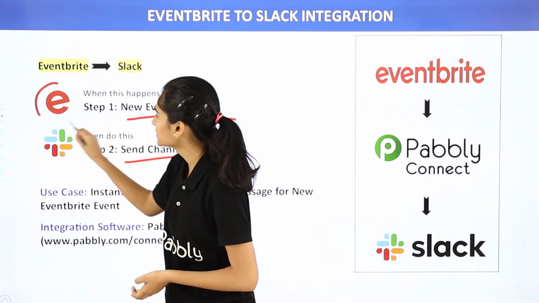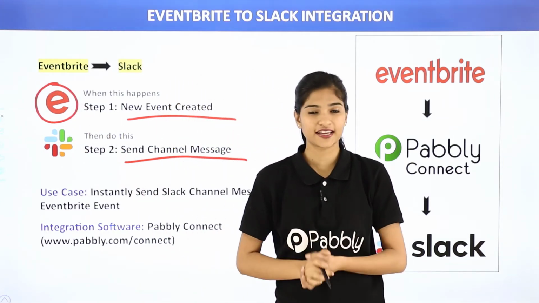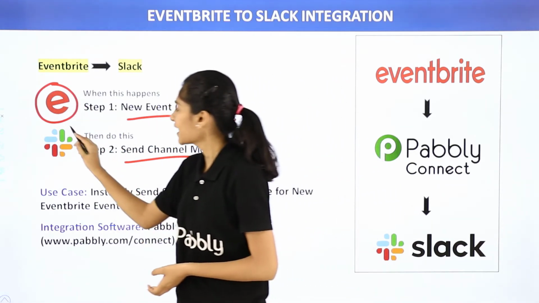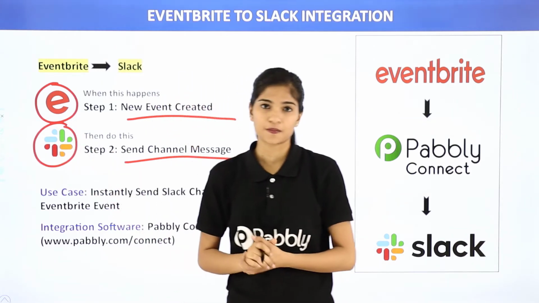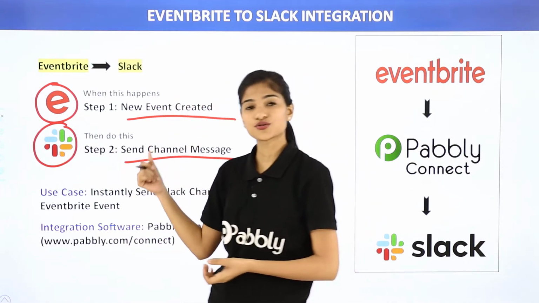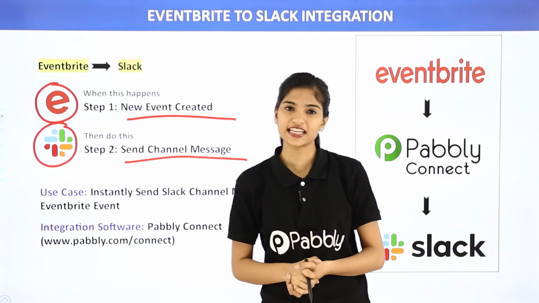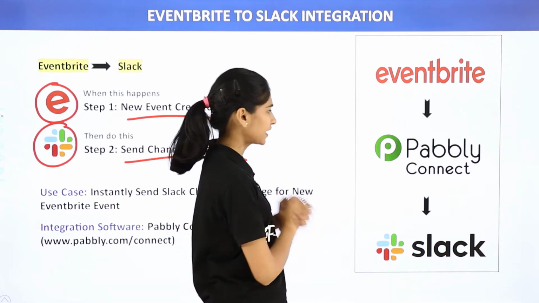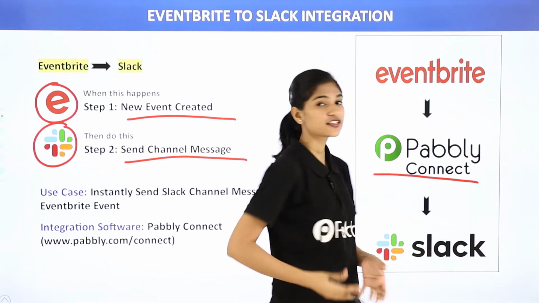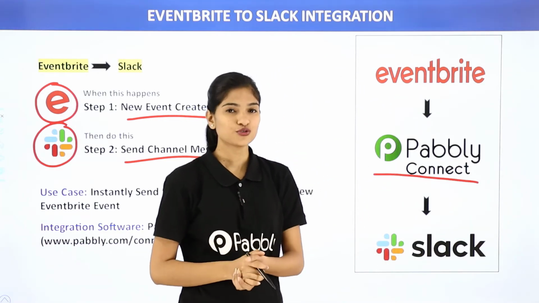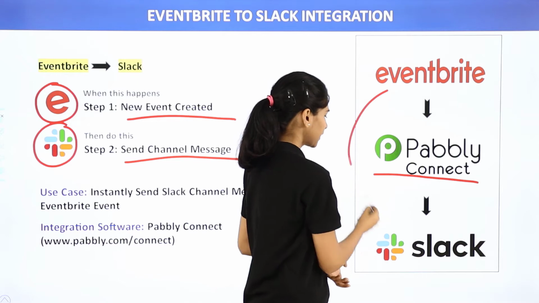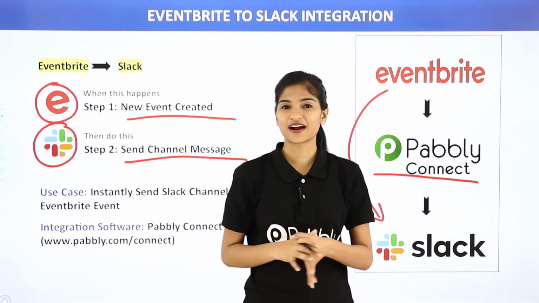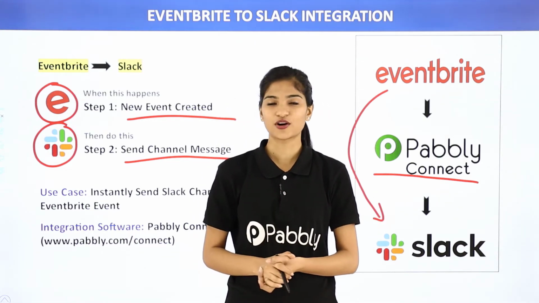So Eventbrite is an event management solution and a ticketing website, whereas Slack is used to send messages. The issue here is that these two software applications don't have any integration between them, and that is why we are going to use Pabbly Connect. So Pabbly Connect is an integration software which will help you to transfer the data from Eventbrite to Slack. The best part here is you don't require any knowledge of coding.